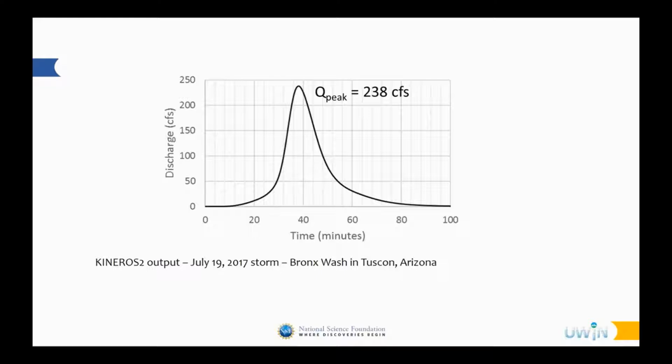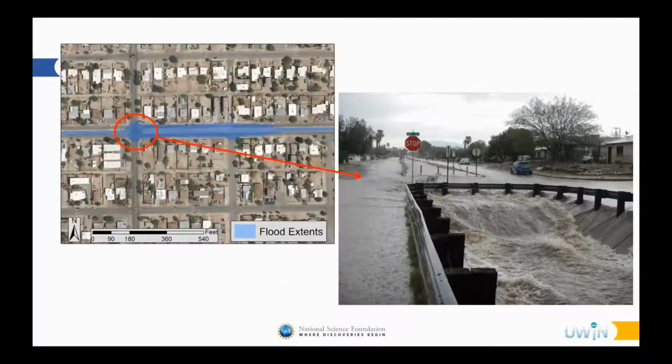So the graph you're looking at on the screen right now is a hydrograph that was output from one of Yoga's KINEROS 2 models of a storm on July 19th. We took the peak flow from that hydrograph, 238 CFS, and we were able to route it through a HEC-RAS model. You can see the inundation extents estimated by that on the figure on the left, and on the figure on the right, we were able to actually go out on that day and snap a picture of the flood. The picture is probably a little on the falling limb, so just after the peak, but you can see by visual inspection that we estimate those flood extents fairly well.